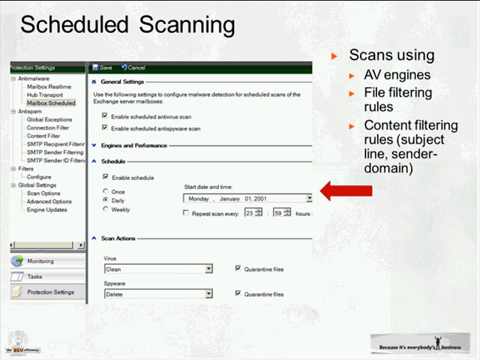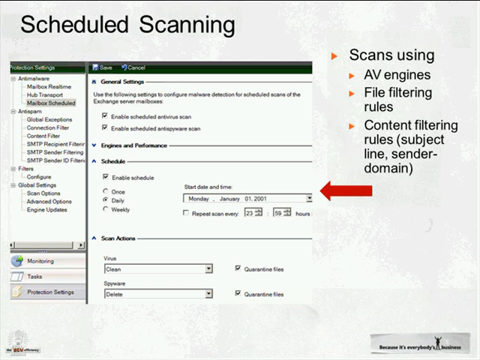Now there are various configuration settings that you can adjust for the scheduled scan in order to meet the needs of your environment. These include selecting the file scanning engine, setting the action when malware is detected, and specifying whether or not to quarantine files.